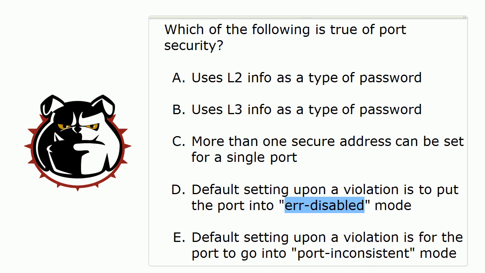Now, this might sound like I'm kind of picking nits about which mode it goes into, but that is important, especially as you progress into your NP studies, because you're going to see ports go into error disabled mode. You'll see them go into port inconsistent. You'll see them go into loop inconsistent. There are some others as well. So just start keeping them straight now with port security, and again, that is error disabled mode.